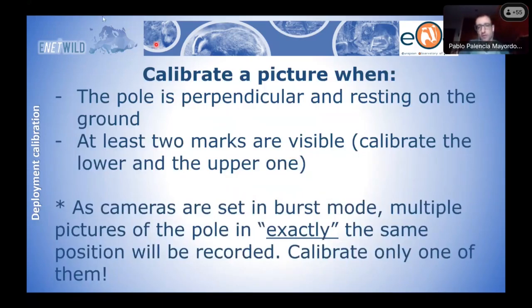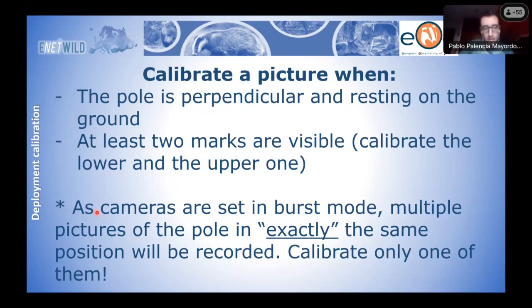When we have to calibrate a picture, we need to calibrate it, as I mentioned before, when the pole is perpendicular, which is important, and resting on the ground. So when you are moving from one calibration point to the other, we don't need to calibrate the pole. We need to calibrate those pictures in which the pole is perpendicular and resting on the ground. Obviously, at least two marks must be visible, so we will calibrate the lower one and the upper one.